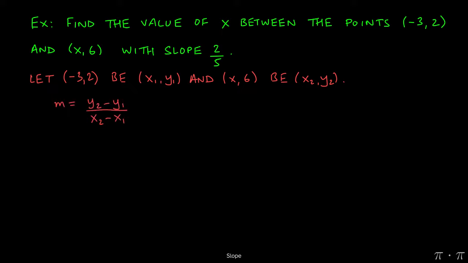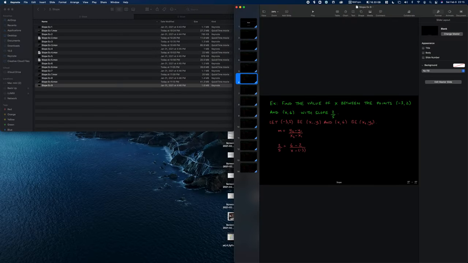So we start by setting up the equation, or the formula for finding slope, m equals y2 minus y1 over x2 minus x1. We can replace the letters with their appropriate numerical values. The slope is 2/5, so that's the replacement we make.